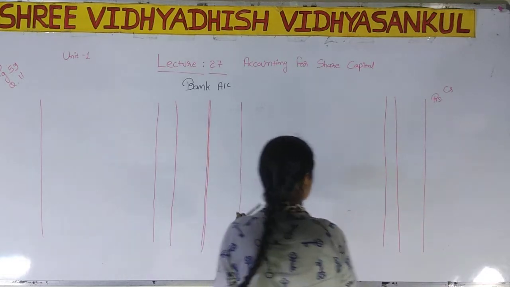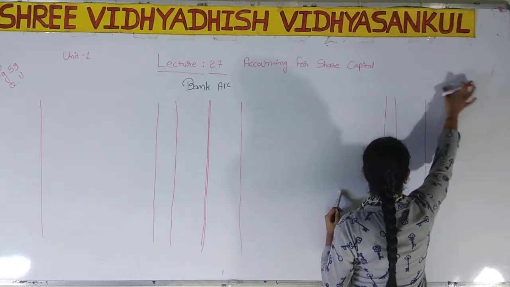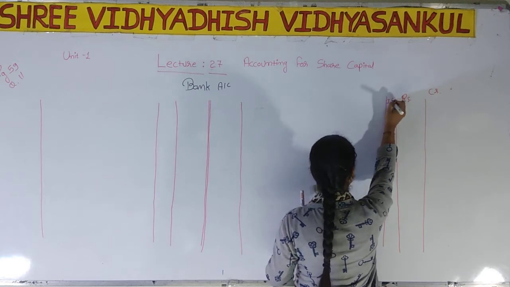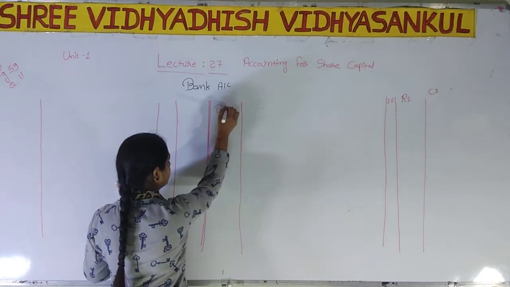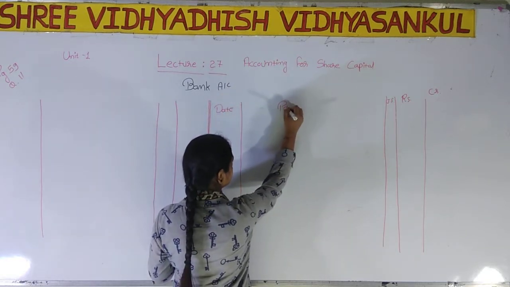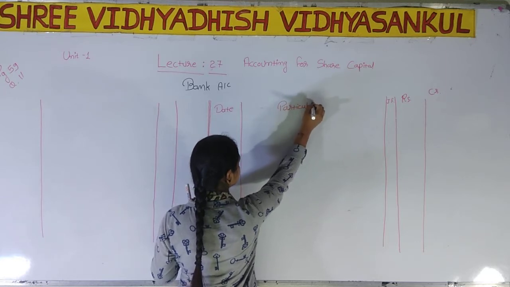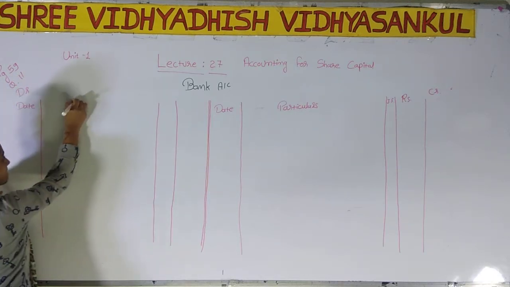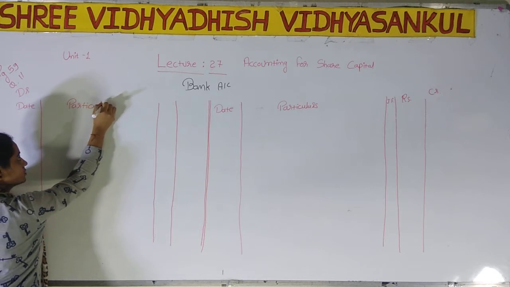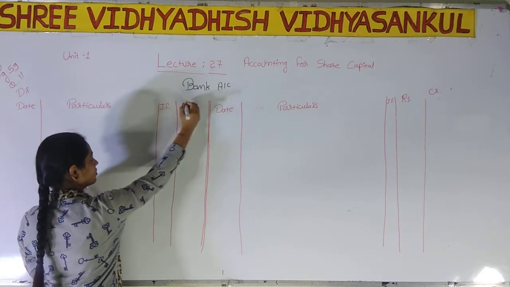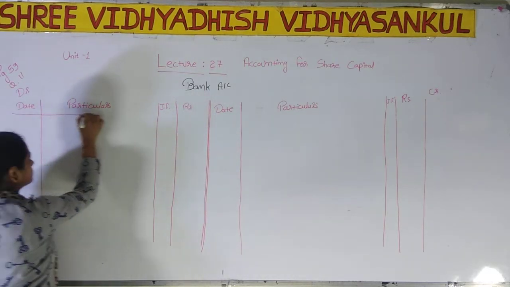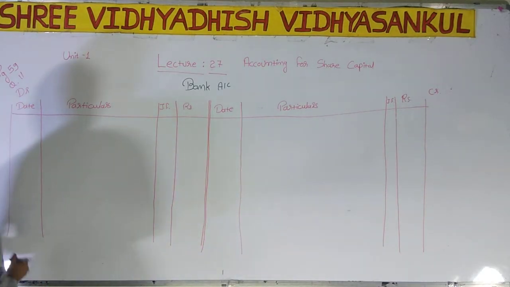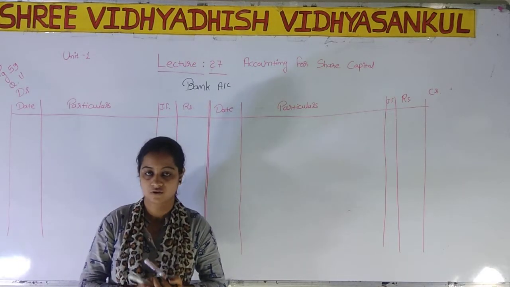Rupees, credit, sorry, rupees, credit, JF, date, particulars, debit, date, particulars, JF, rupees. Right? So this is the format of account, right?